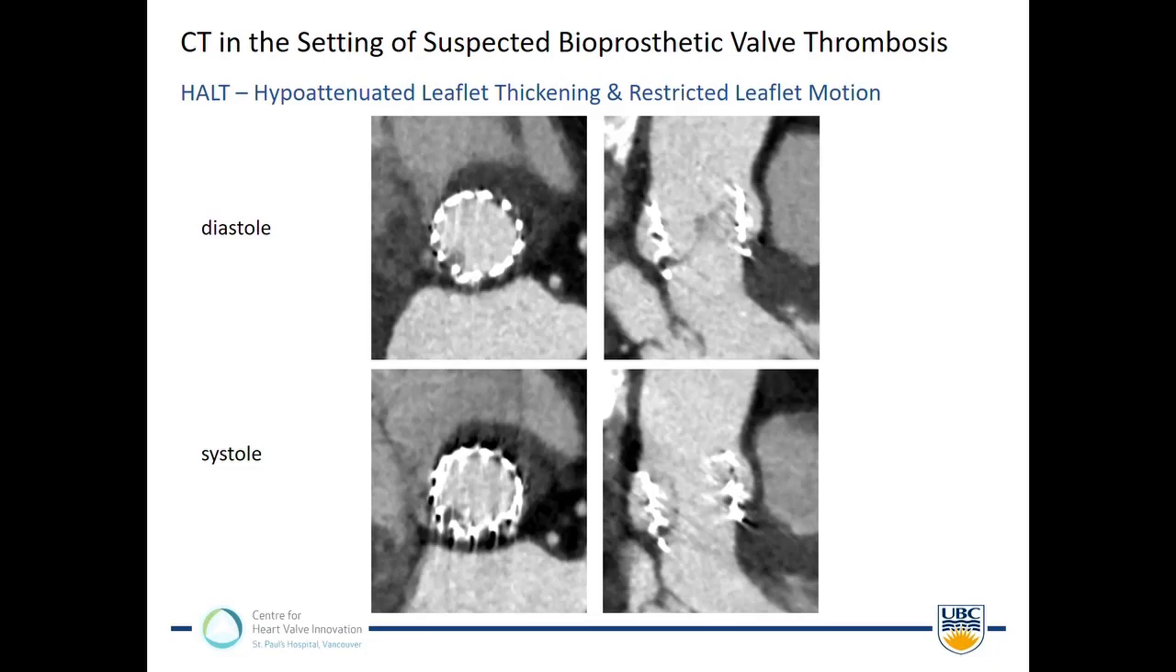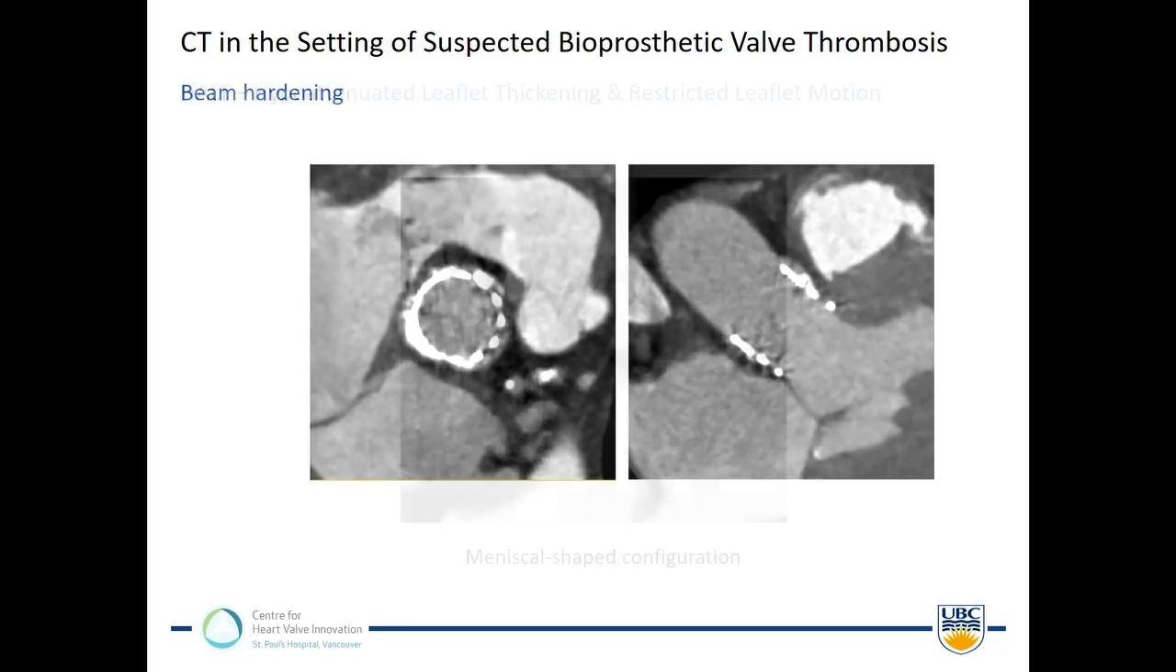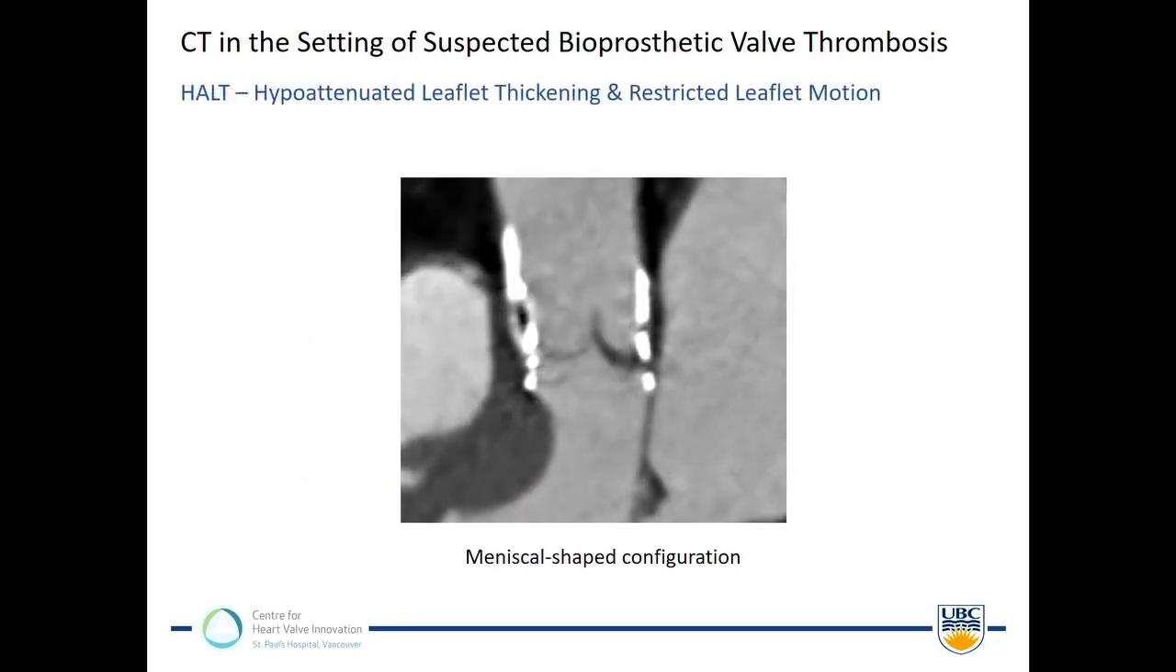And what I pointed out earlier, again, the beam hardening or streak artifacts go in a different direction. That's important when differentiating the true finding of thickening from an artifact, which is, for example, illustrated here. You see that area of hypoattenuation. It doesn't really follow the attachment side of the leaflet. It also does not have the curvilinear pattern of the leaflet. So in this case, I would refer to that as a beam hardening or streak artifact. Again, you're looking for this meniscal-shaped configuration.